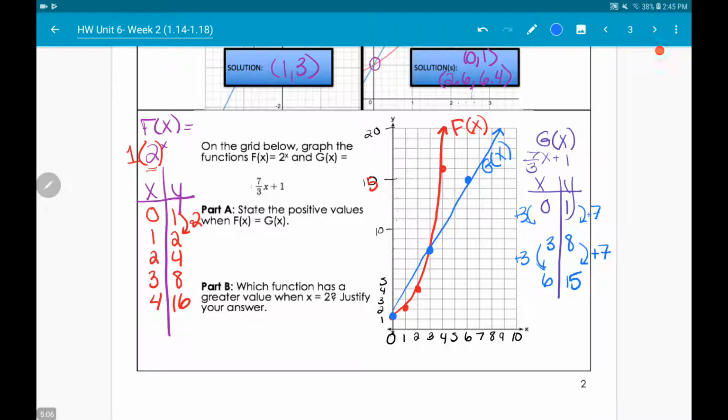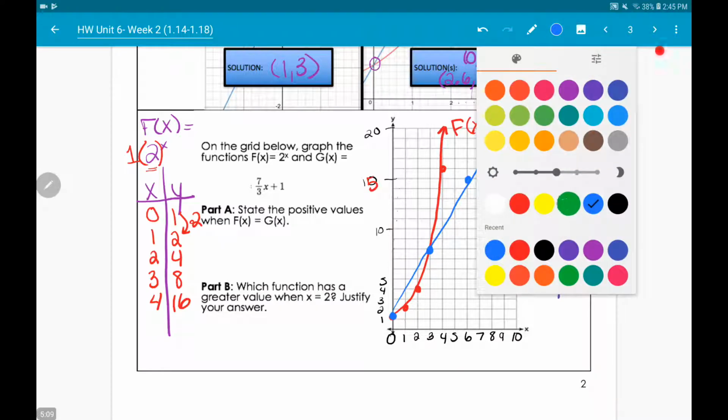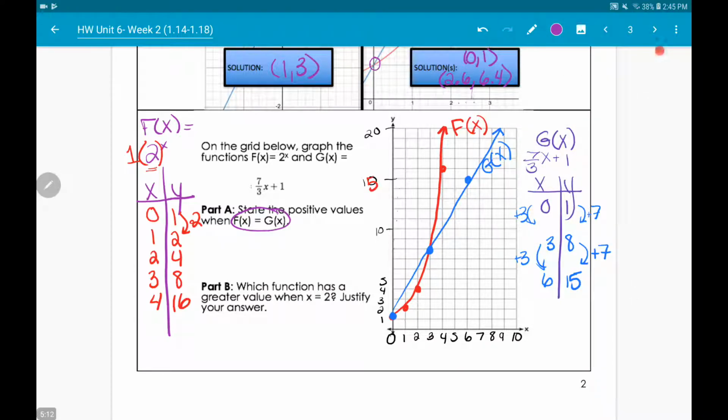All right, so part A. State the positive values when f of x equals g of x. This just means when are they equal? And we only care about the positive values for this case. So I can either look at my graph for the intersection points and I see 2, or I can also look at my table and I'm also going to see those 2 intersection points. So my answer is my x values. So when x equals 0 and x equals 3.